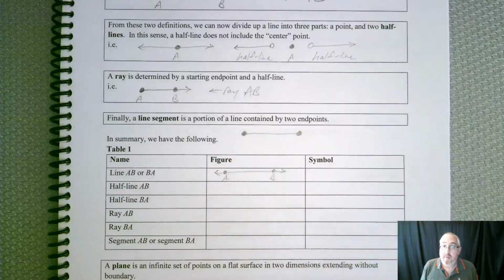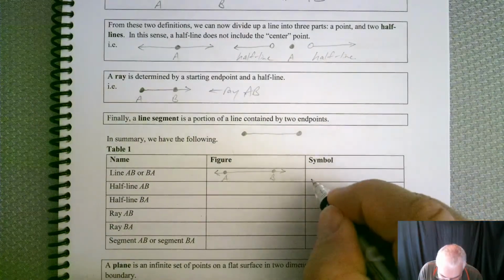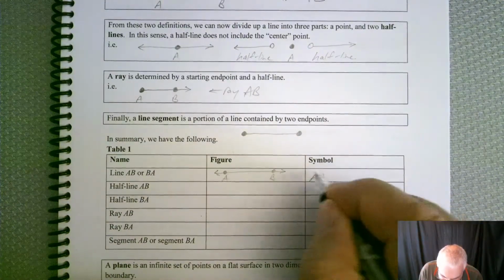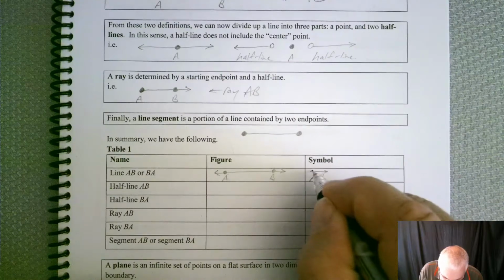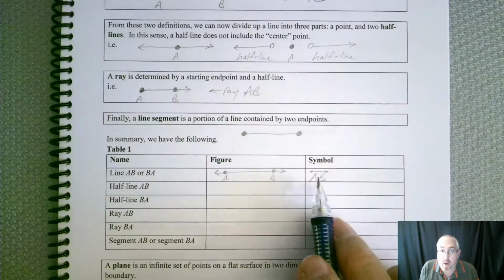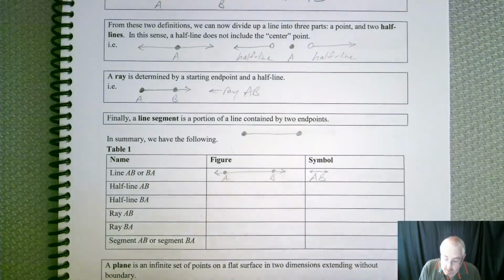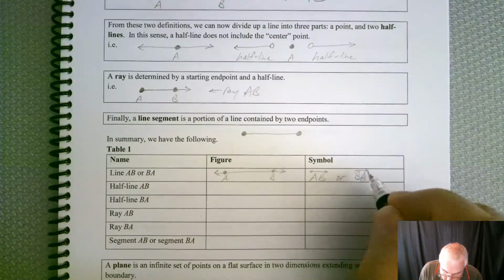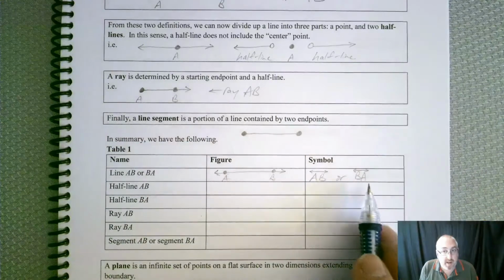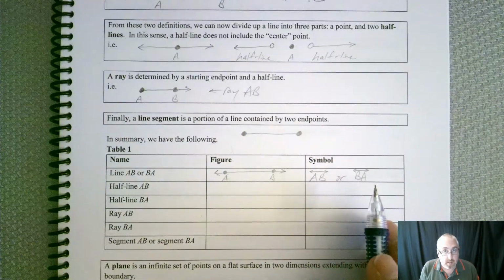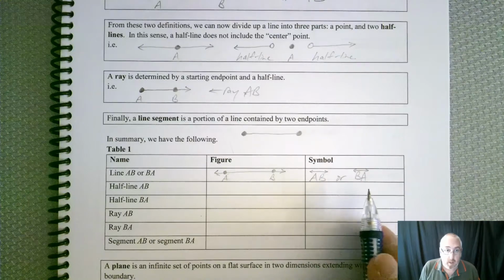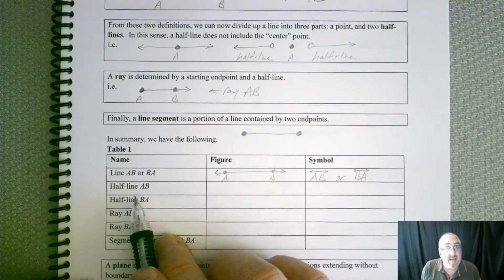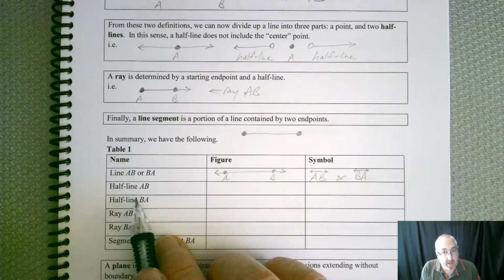So that's the figure. That's what it looks like. But as far as the symbol now, the symbol is a little bit peculiar. It has that double-headed arrow above those two capital letters right next to each other. We could have it that way, or we could reverse it. But again, those double-headed arrows are important for describing a line. Now the half line is only one directional, so we've got to make sure we identify it correctly.